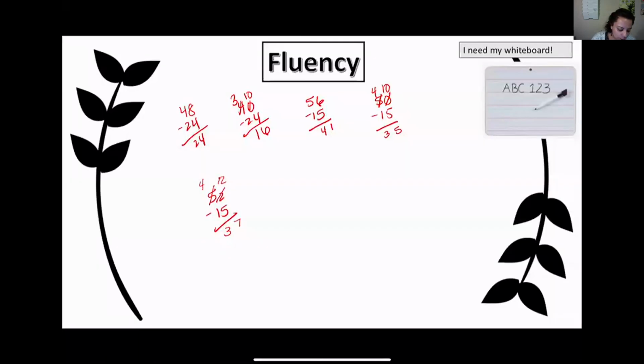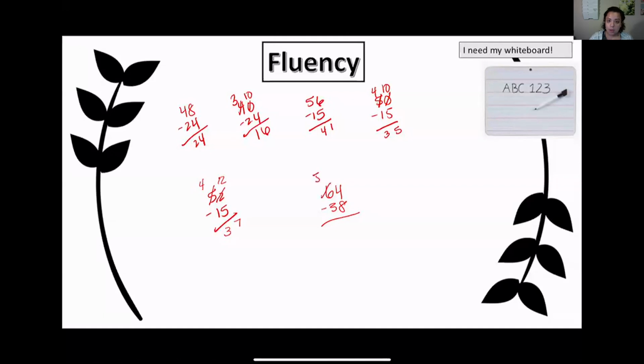Here is your next one. 64 minus 38. Go ahead and solve. I need to do the ones first. I cannot take 8 from 4 ones. So I need to unbundle the tens.